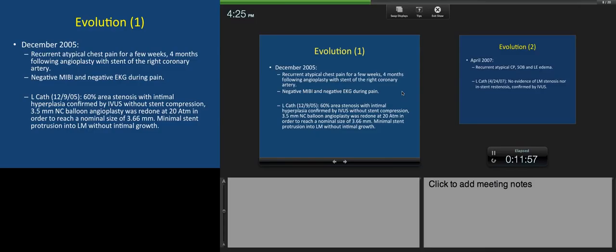We found that, due to the chest pain, there was a 60% stenosis with intimal fibrodysplasia. It was also confirmed by IVUS. There was no stent protrusion. A balloon angioplasty was done with a 3.5 millimeter compliant balloon at 20 atmospheres in order to reach a bigger diameter of the stent, which went all the way up to 3.66. There was no stent protrusion into the left main and no intimal growth.